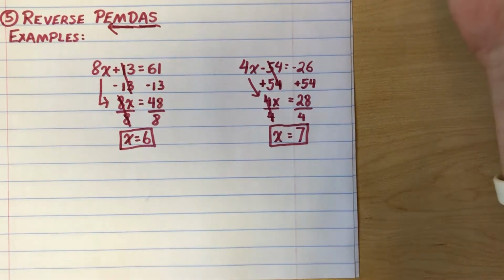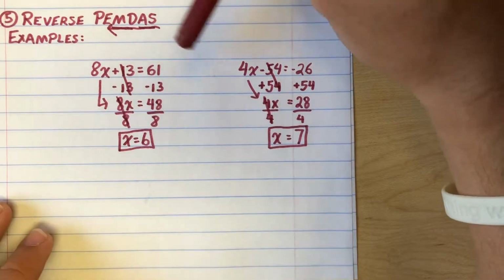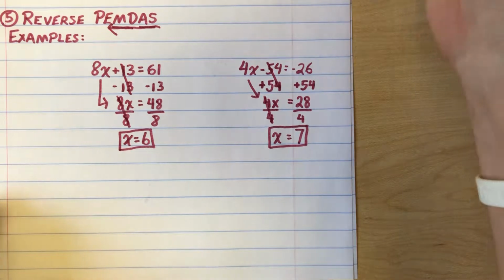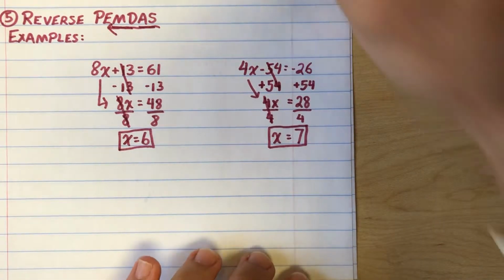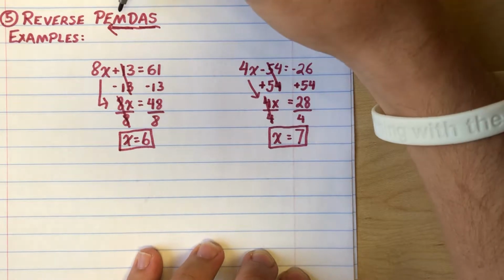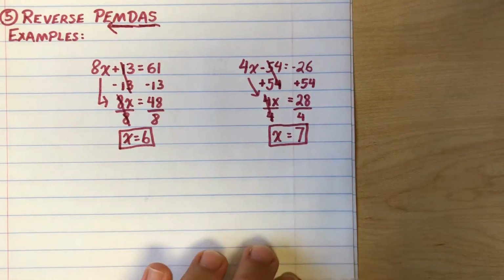Those two are very simple. They're in the form that you want to start off with, and all you have to do is 2 steps. That's why it's called two-step equations. You have to first take care of the addition, subtraction, and then take care of the multiplication, division.